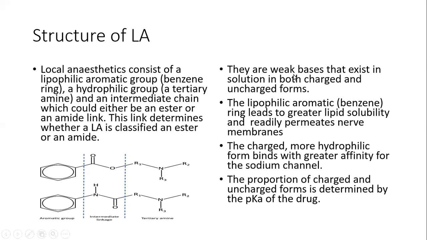Now local anesthetic agents are weak bases, and they exist in solution in both charged and uncharged forms. The lipophilic ring leads to greater lipid solubility, and this is how the agent rapidly permeates the nerve membranes, while the hydrophilic end binds with greater affinity to the sodium channel. The proportion of the charged and uncharged forms, which determines their mechanism of action and the onset of action, is determined by the pKa of the drug. A pKa that's close to plasma pH will favor more uncharged forms of local anesthetic agent, which helps it to bind reversibly to the voltage-gated sodium channel in the nerve membrane.